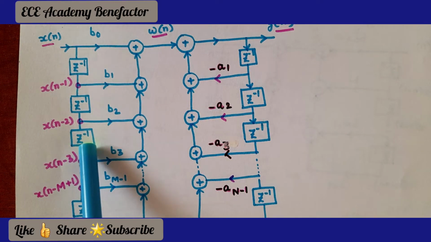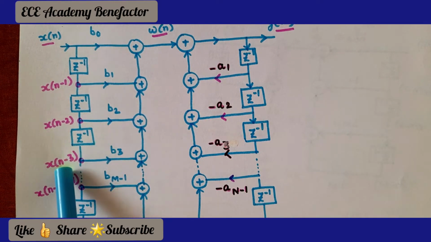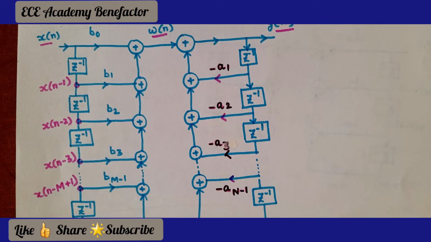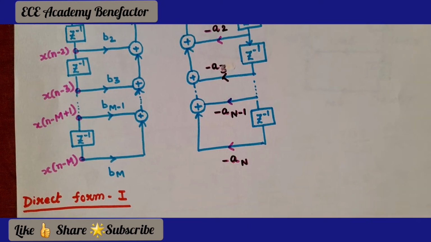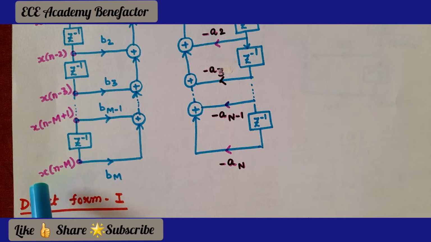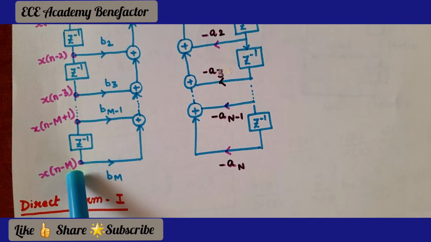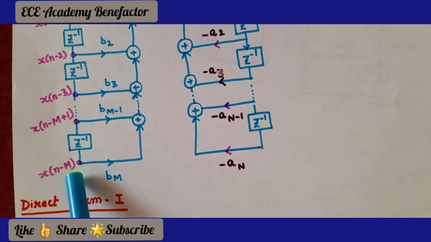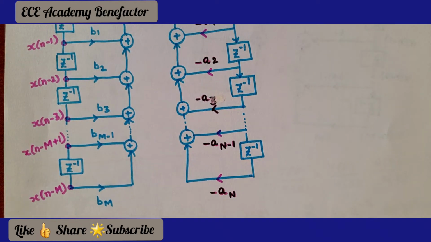Again, when it is passed through this delay element, it will be x of n minus 3, and so on. When it is passed through the nth delay element, it will be x of n minus capital M, because k is varying from 0 to capital M. Okay. So, this is how we have to draw.